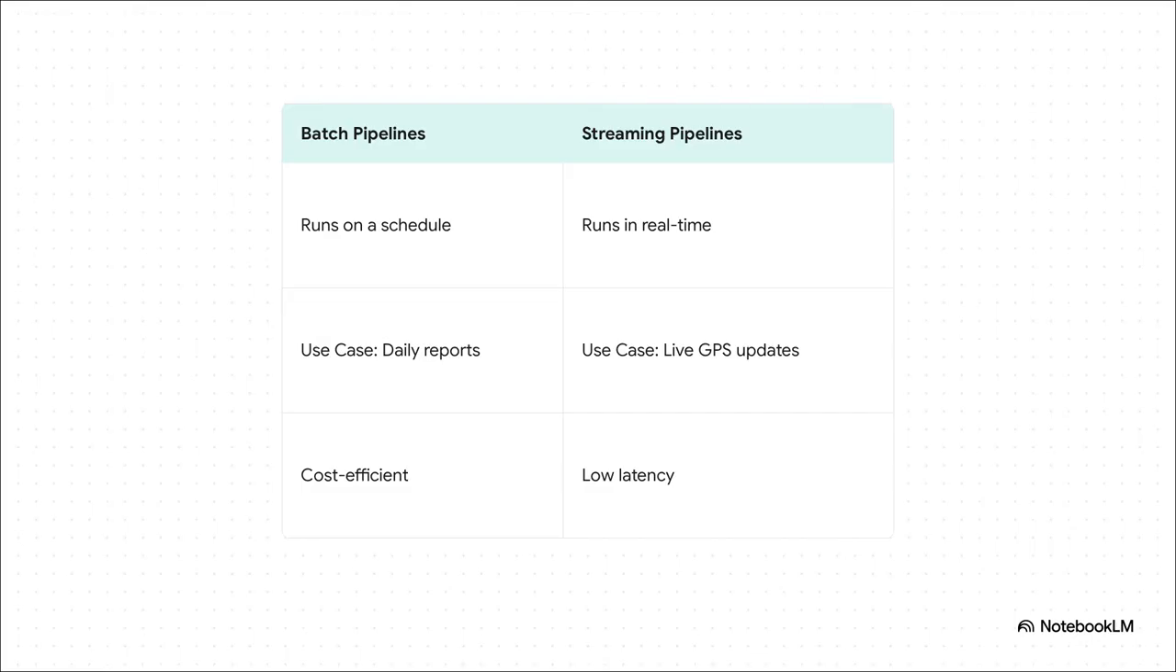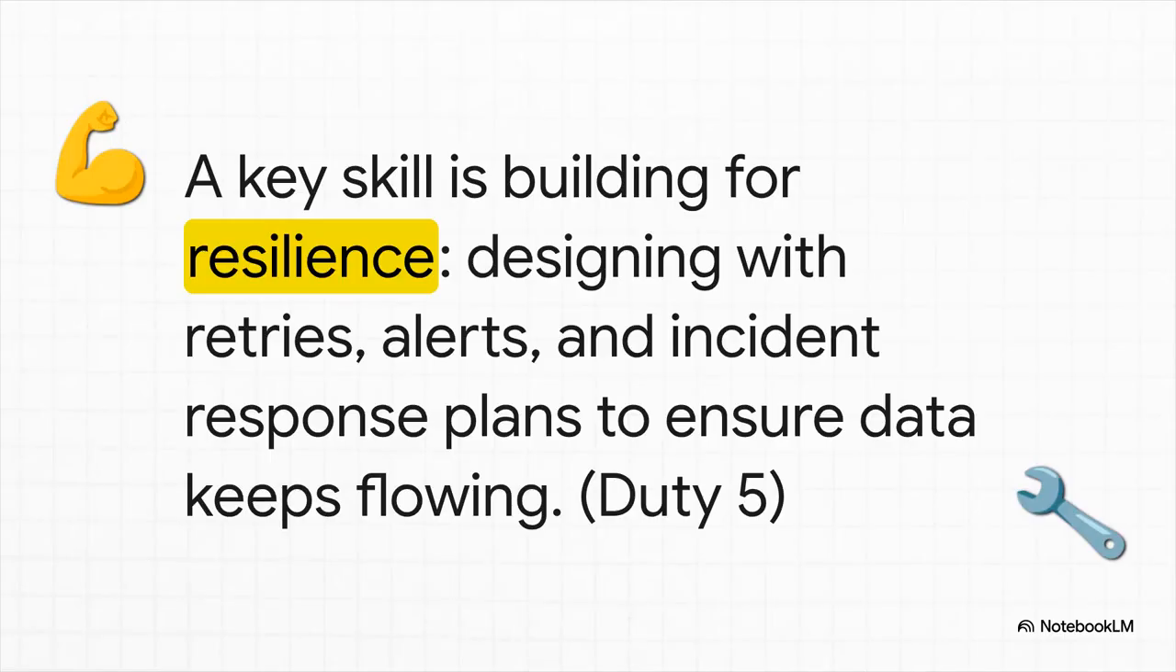It's also really important to know that not all pipelines are the same. You've got batch pipelines, which run on a set schedule, maybe once an hour or once a day. These are perfect for things like daily financial reports, where you just need a snapshot in time. But then you have streaming pipelines, and these run in real time. This is the tech that powers those live GPS updates for Hungry Now, where getting the data instantly is the whole point.